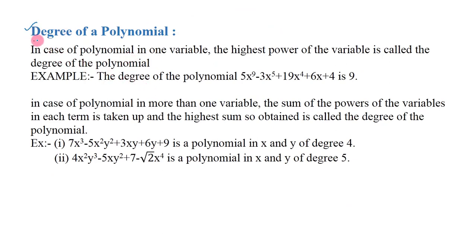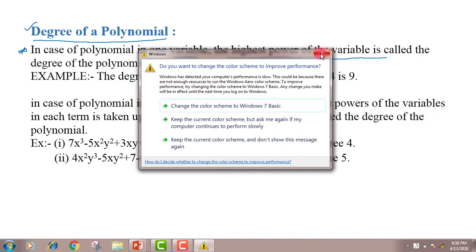This plays a very important role in this polynomial chapter. Let us observe the definition of a polynomial. In case of a polynomial in one variable, the highest power of the variable is called the degree of the polynomial. What does it mean? It means that a polynomial can have more than one variable. So if a polynomial contains only one variable, then the highest power of the variable is called the degree of that polynomial.